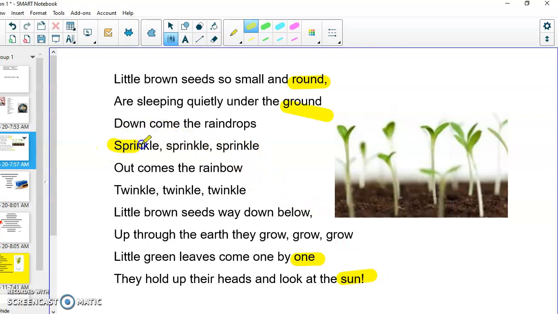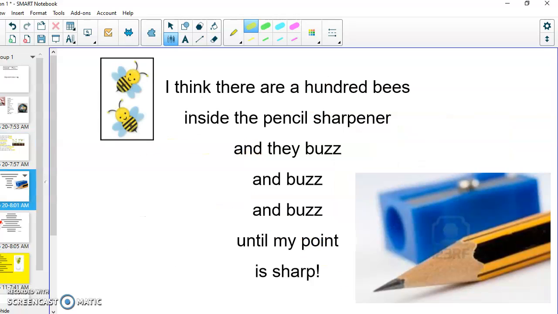Another thing this poem did was some repetitive stuff. Sprinkle, sprinkle, sprinkle. Twinkle, twinkle, twinkle. Grow, grow, grow. You know, there's a lot of leeway to writing poems. You can really just have fun with it. Let's look at that next one about the pencil and the sharpener. And it's short. Your poems don't have to be long. They can be short. I think there are 100 bees inside the pencil sharpener, and they buzz and buzz and buzz until my point is sharp.